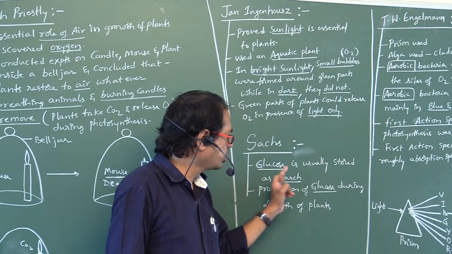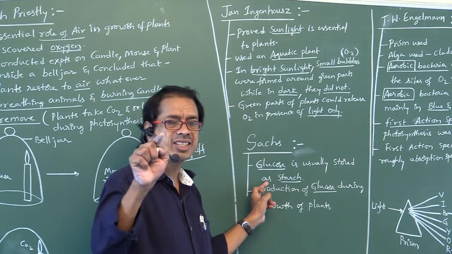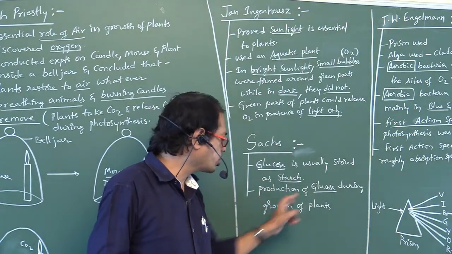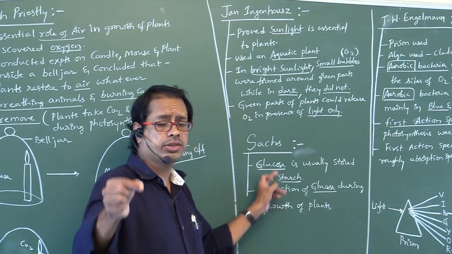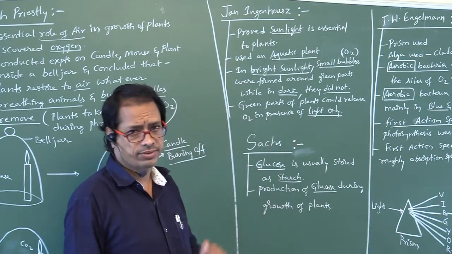Glucose is usually stored as starch. Production of glucose during growth of the plants. These two statements were given by Sachs. Next one.